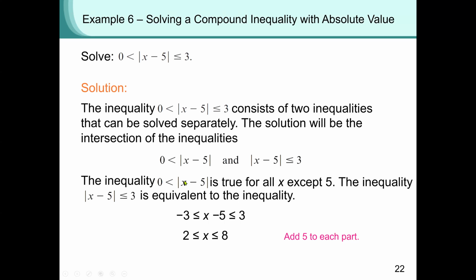But if it's 1, yes. If it's 2, yes. Negative 3, negative 1, negative 4, yes. So we say it's true for all s except 5. So the inequality absolute value of s minus 5 less than or equal to 3 is equivalent to the following. Here we say less than, so we are writing s minus 5 is less than or equal to 3 and also is greater than or equal to negative 3.